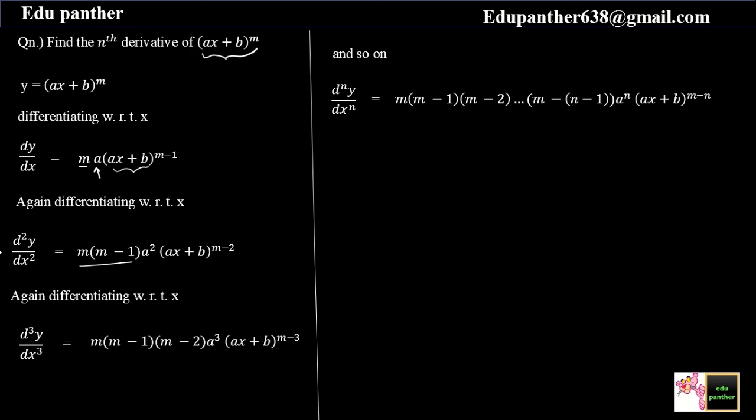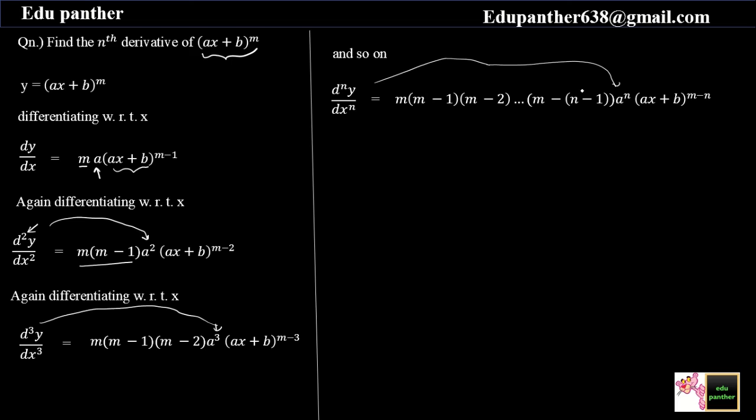Now we can notice that in the second order derivative, the power of a is 2, the same as the order of the derivative. Similarly in the third order derivative, the power of a is the same as the number of derivatives. So in our nth order derivative, the power of a is the same as the number of derivatives.